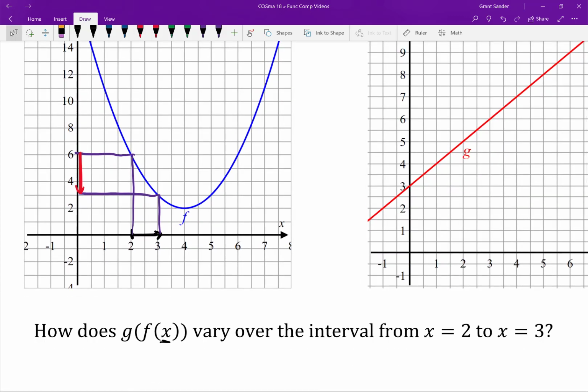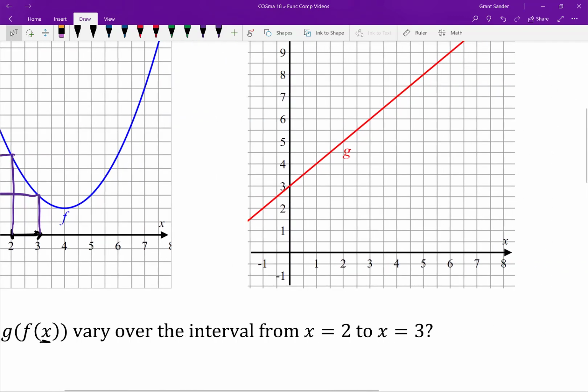Now, when we're looking at g of f of x, we're using the output of f as the input to g. So if the output of f varies from 6 to 3, we can represent that variation over here on our horizontal axis for our graph of g. So this represents the input of g varying from 6 to 3.